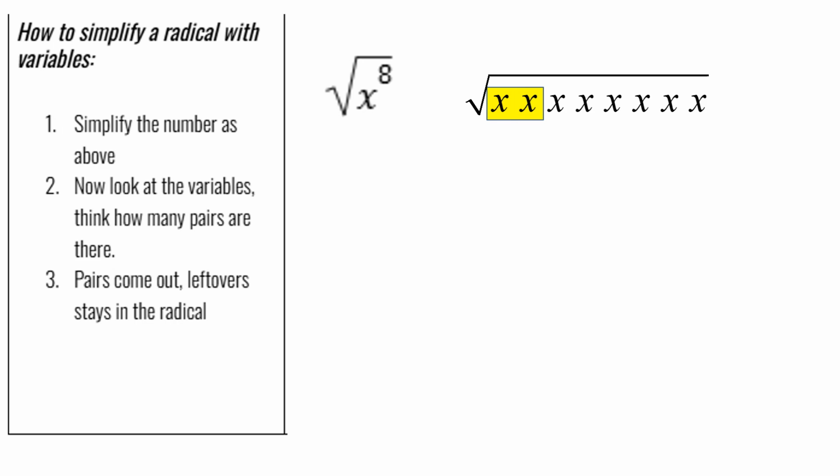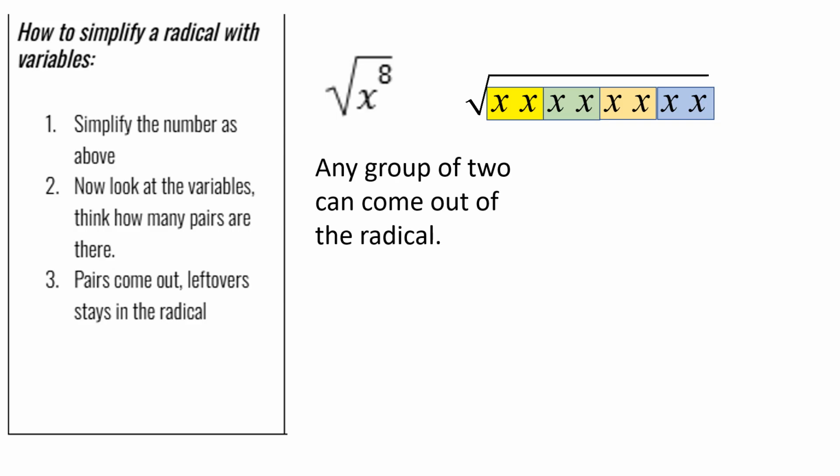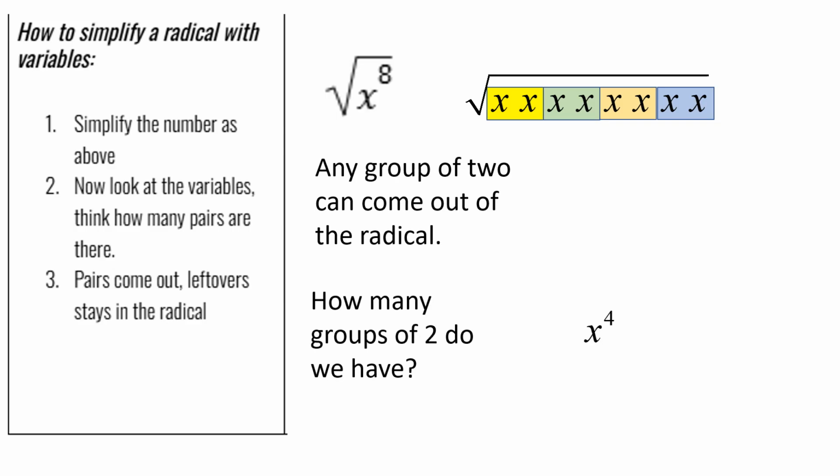So I'm going to separate this into groups of 2. So I have 1 group of 2, 2 groups of 2, 3 groups of 2, 4 groups of 2. So I can take them out of the radical in a group of 2. So I have 4 groups of 2, so this would simplify down to x to the 4th.